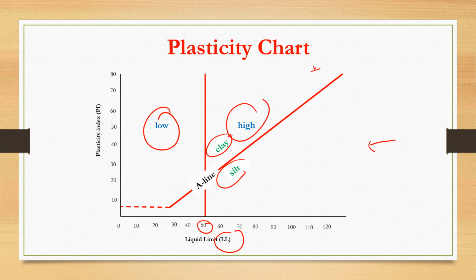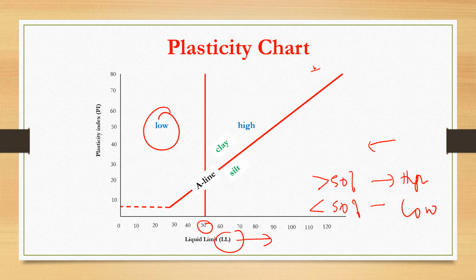So the indication is looking at the liquid limit value. If more than 50%, it can be categorized as high plasticity. If less than 50%, then it is low plasticity. What is low, what is high? Definitely you have to first figure out the type of your fine-grained soil. Let's say it is above the A line, so we know that it's clay.